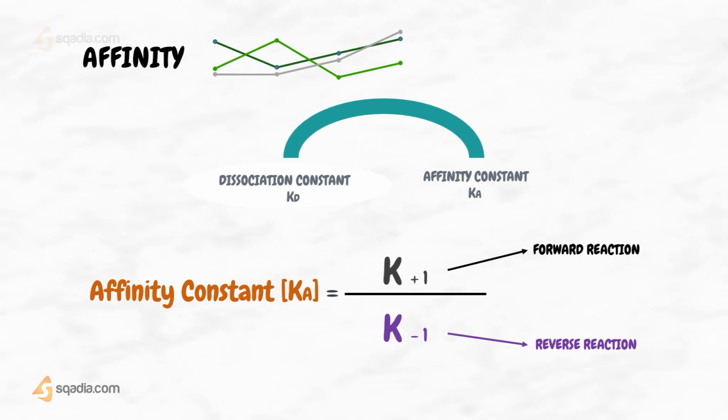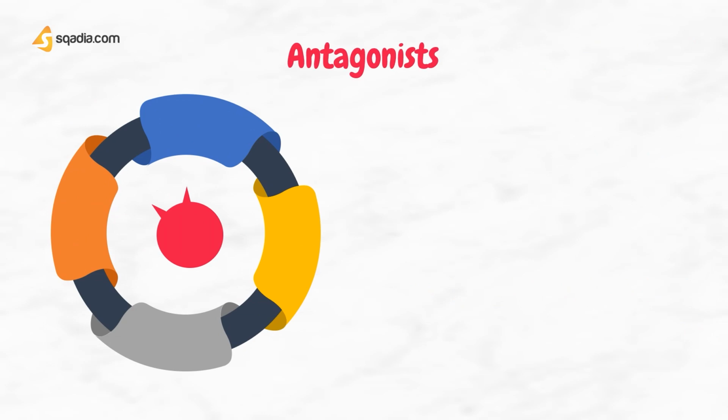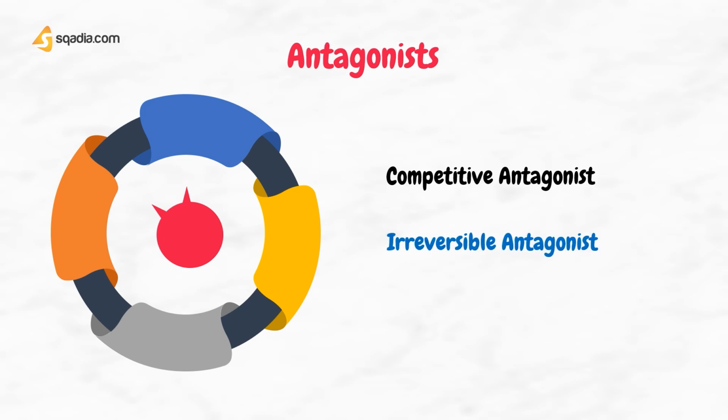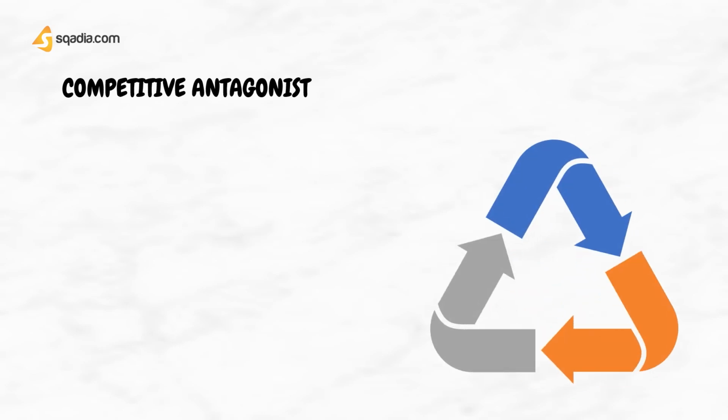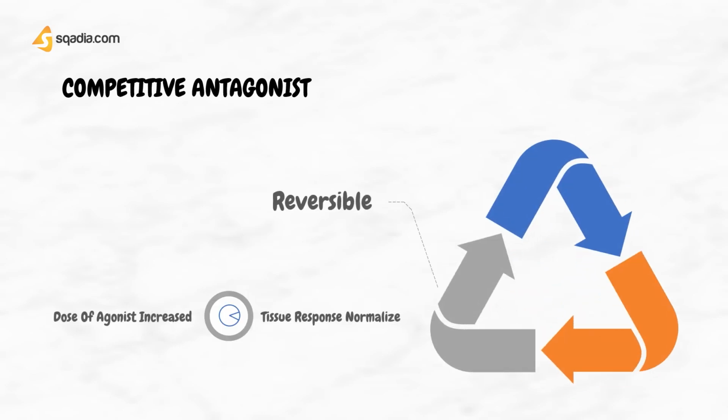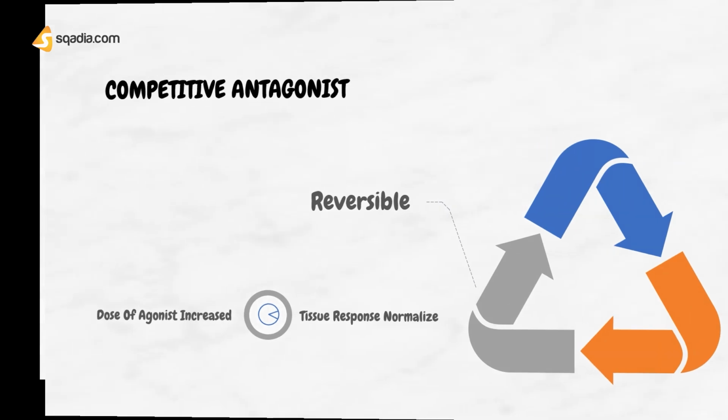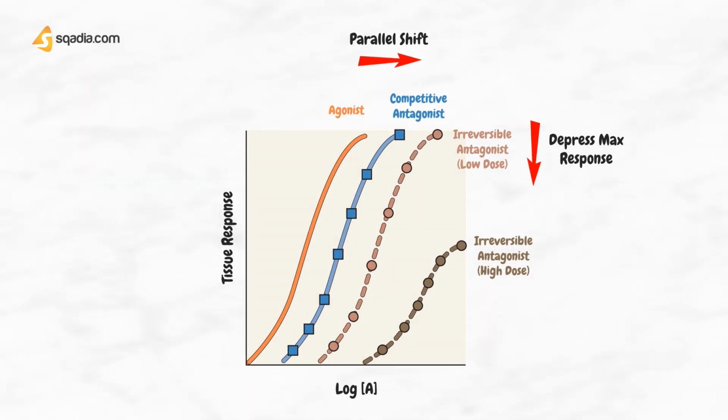It is now important to talk about antagonists. Most antagonists are drugs that bind to receptors but do not activate them. They may be competitive or irreversible. Competitive antagonists bind reversibly with receptors, and the tissue response can be returned to normal by increasing the dose of agonist, because this increases the probability of agonist-receptor collisions at the expense of antagonist-receptor collisions. The ability of higher doses of agonist to overcome the effects of the antagonist results in a parallel shift of the dose-response curve to the right, and is the hallmark of competitive antagonism.